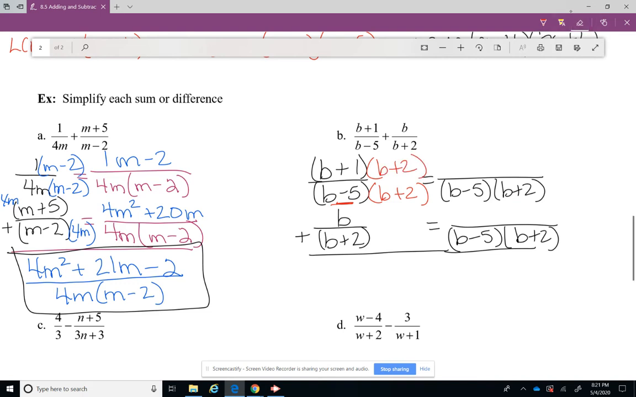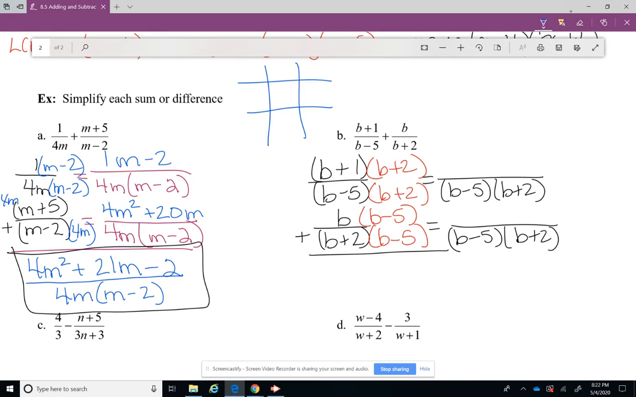So if you look at that, you see you're going to use FOIL. Some people like to do distribution. I can show you another way to do it if you want me to. All right, so in the bottom, b plus 2 times b minus 5 will give me my new denominator. So I'm going to multiply both the numerator and the denominator by b minus 5. All right, now what I'm going to do is I'm going to do FOIL. Or actually, let me show you real quick another way you could do this if you wanted to.